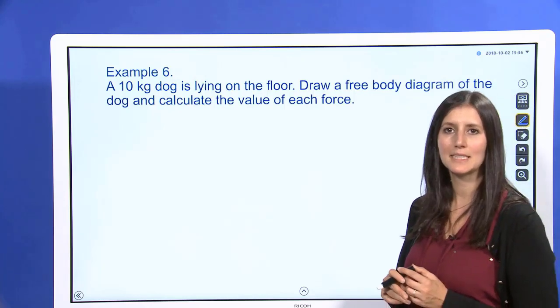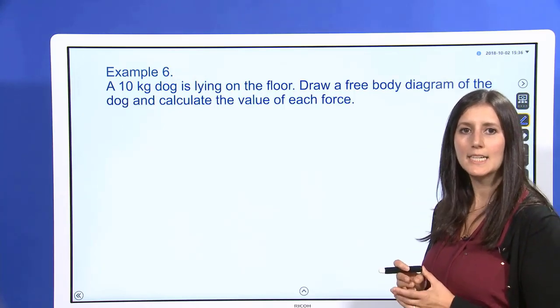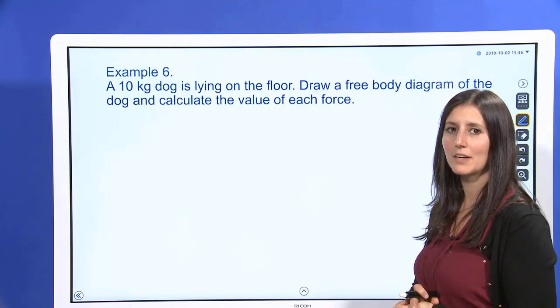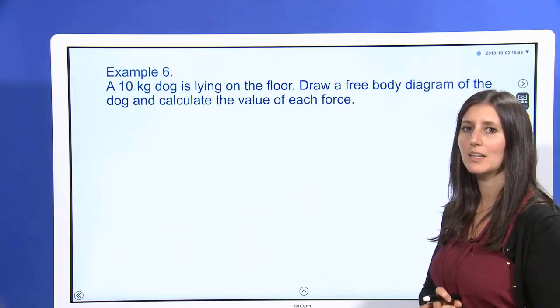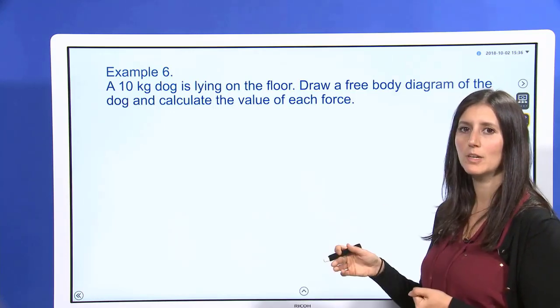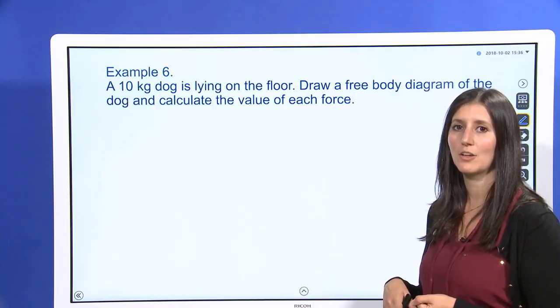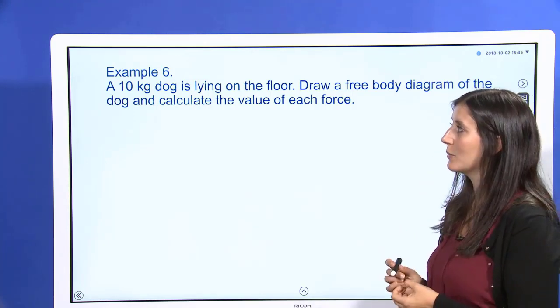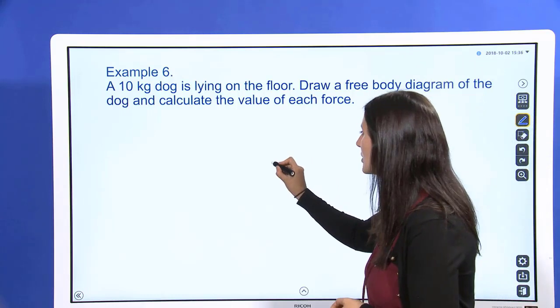Okay, so let's do some examples here. A 10-kilogram dog is lying on the floor. Draw the free body diagram of the dog and calculate the value of each force. Similar to what we did before, but now we're going to actually calculate all the values. We're first going to draw the free body diagram. We have a dog, and we're going to represent it with just a dot again.